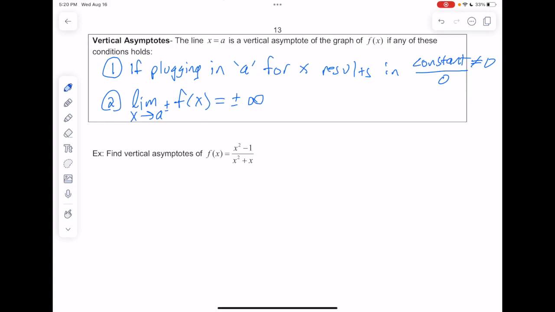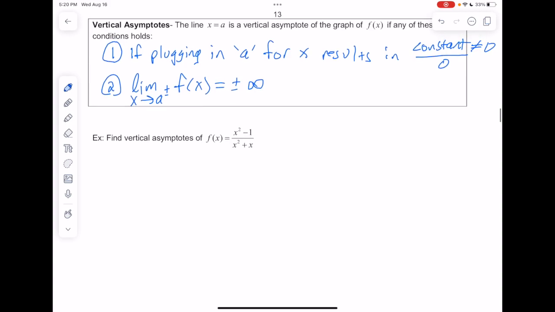So if you look at the one below, they say find the vertical asymptotes of f of x equals x squared minus 1 divided by x squared plus x. What I would really think about there is that's going to happen anywhere that I could plug in, and the top wouldn't be 0, but the bottom would be 0.